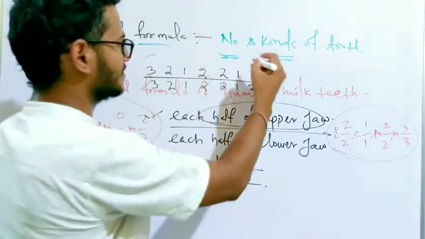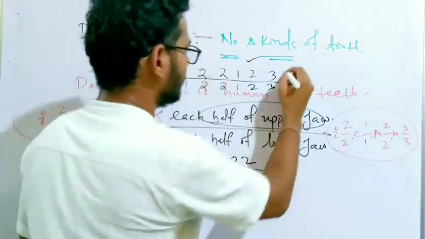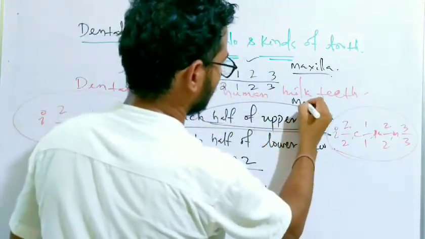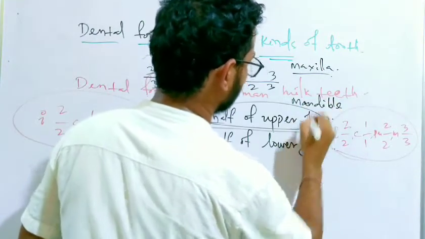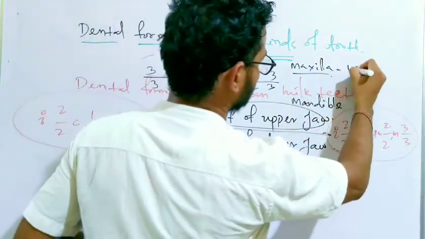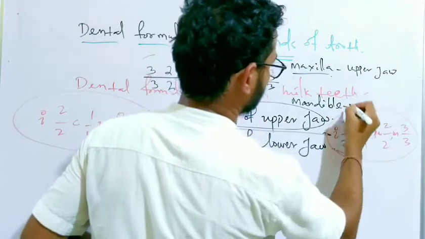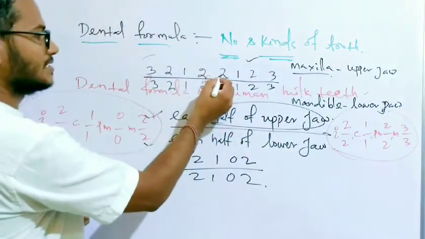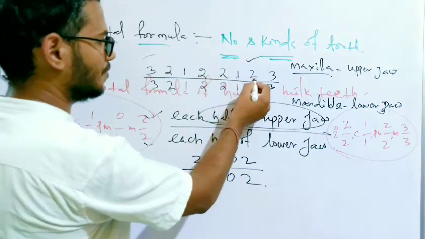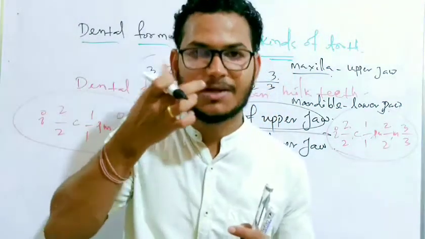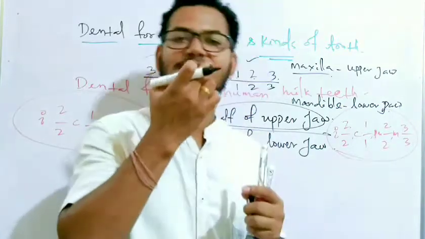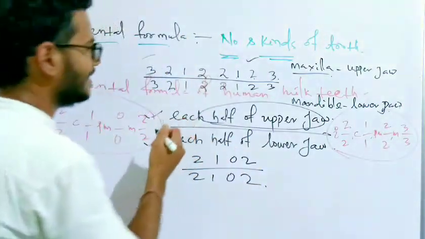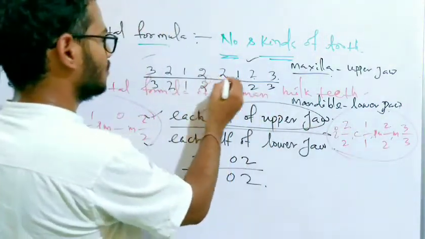This upper part represents the teeth in the maxilla, and the lower part represents those of the mandible or the lower jaw. This means the upper jaw, and this represents the lower jaw. Clear? So 2 incisors, 1 canine, 2 premolars and 3 molars in the upper half. 2, 1, 2, 3. Likewise here also 2, 1, 2, 3, and so on, completing the total set.